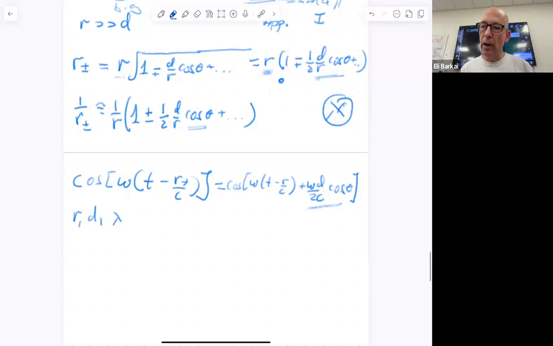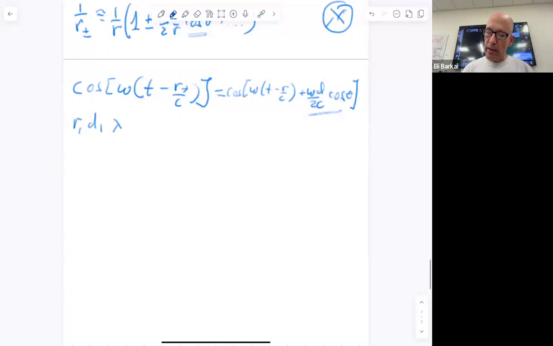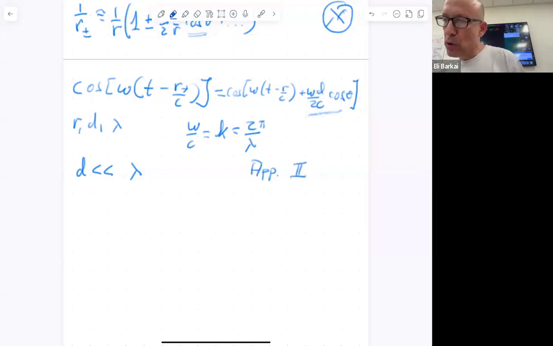That we will soon state. But okay, let us state it now. We're going to assume that d is much, much smaller than lambda. So again, omega over c, we define it as k. We define it as 2 pi over lambda. That's the usual definition. And this is approximation number 2 that we are going to use. And this is going to be important later.